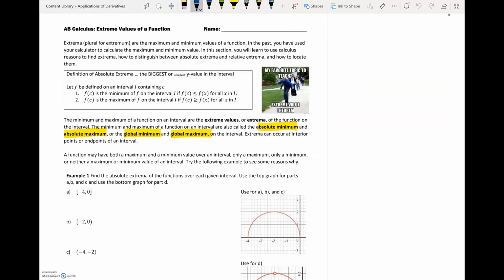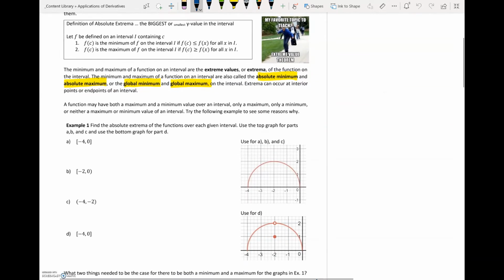function. So these extrema, which is plural for extremum, can occur at points in the inside of an interval, or it could also be on the endpoints of an interval. Let's take a look at some examples to see what that looks like. So for parts A, B, and C, we're going to use this first graph. We're going to look for the absolute extrema between -4 and 0, including -4 and 0. And the largest y value is going to be at 2, located at x equals -2. So that's your absolute maximum here.